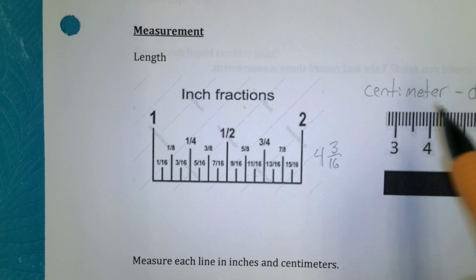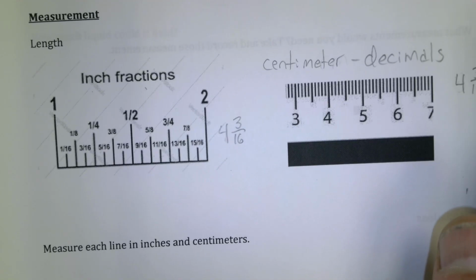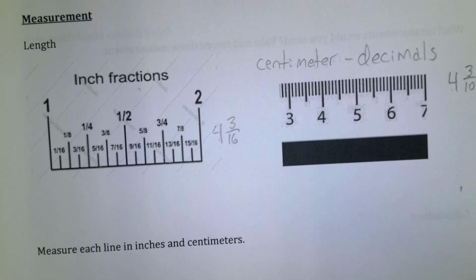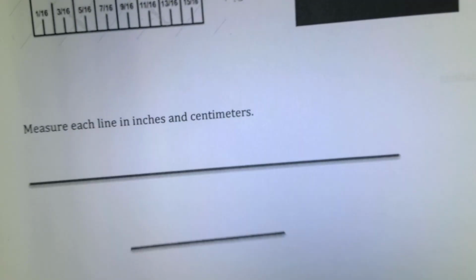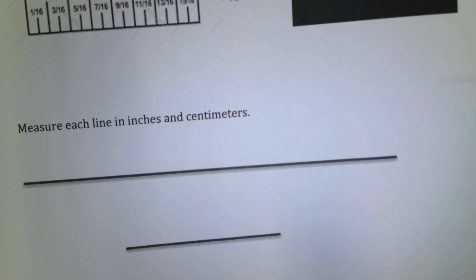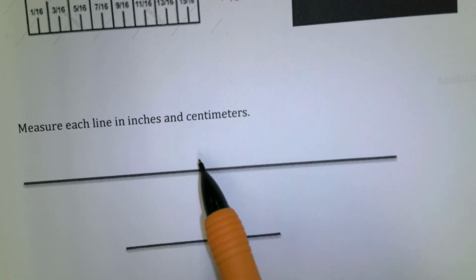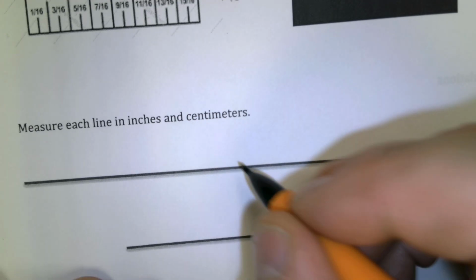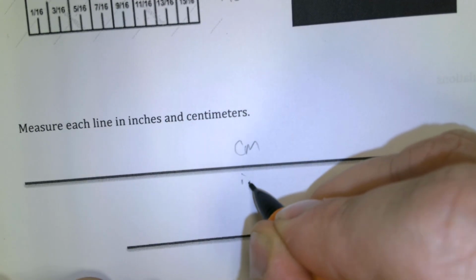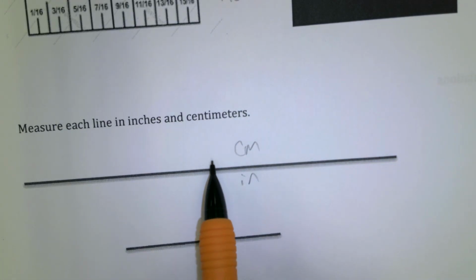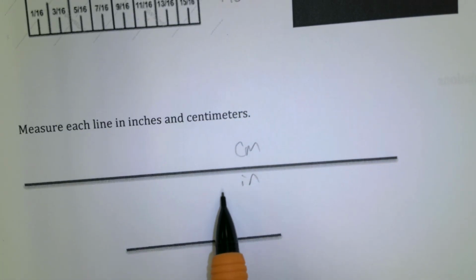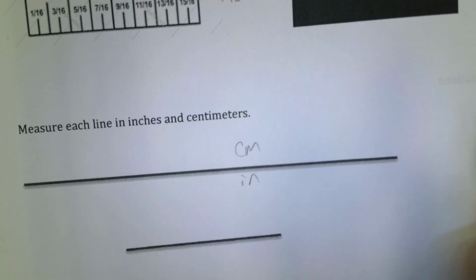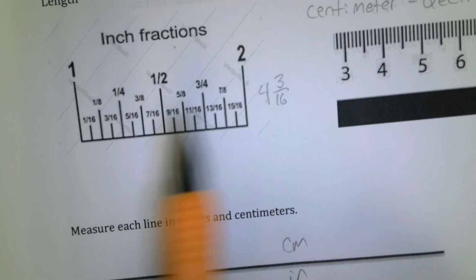And when you do measurements in centimeters, you will use decimals. So I'd like you to go ahead and measure these two lines in both centimeters and inches, and label the centimeters on top and the inch measurement on the bottom. Remember, this should be a decimal, and down here, this should be a fraction out of 16. I want to point out one other thing before you begin.